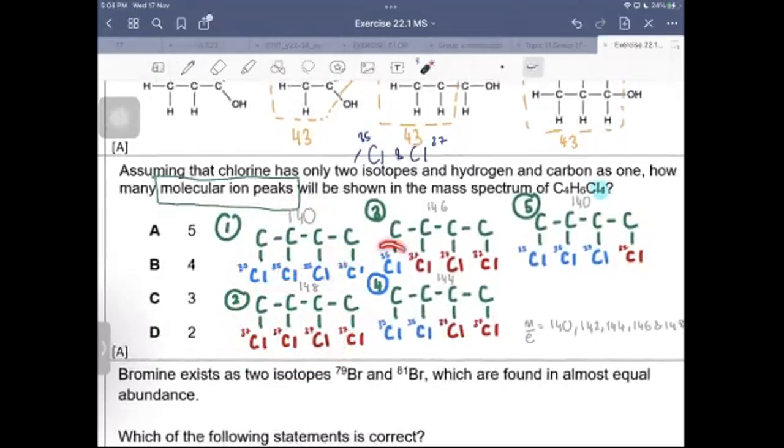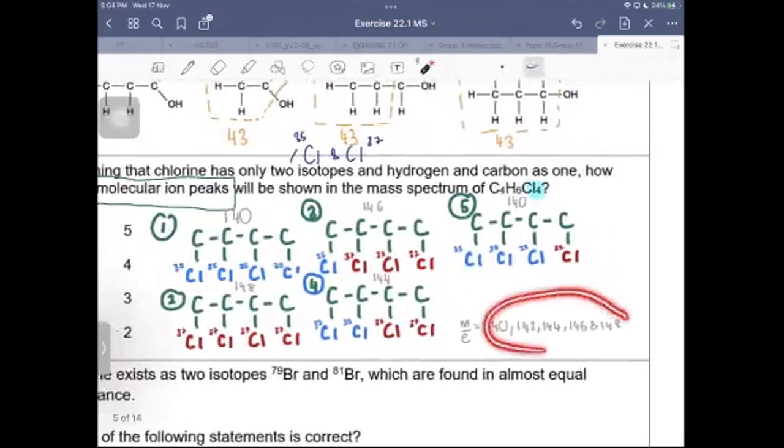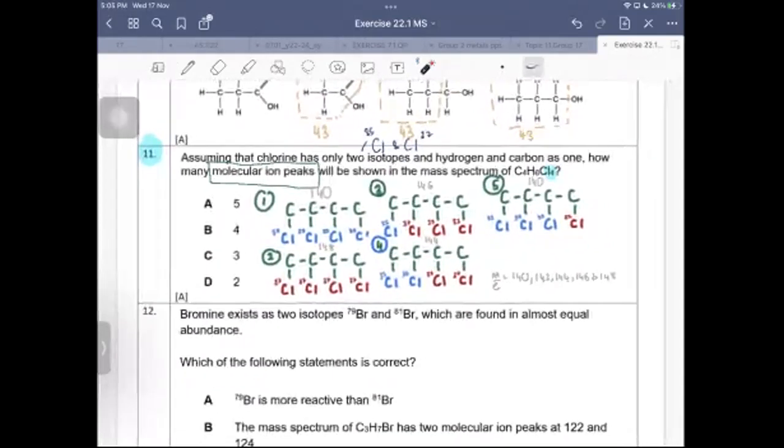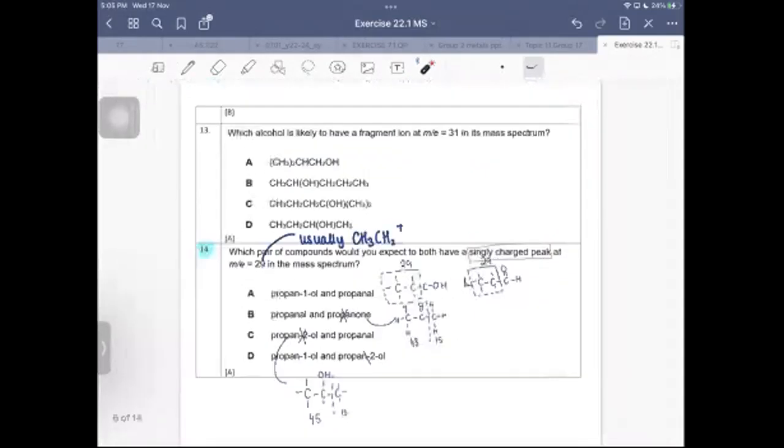The third one is when one of the 4 chlorines is chlorine 35 and the other 3 are chlorine 37. The fourth one, 2 chlorine 35 and 2 chlorine 37. And the last one is 3 chlorine 35 and 1 chlorine 37. So those are the combinations, and the signals you would see if you count the Mr for each of these molecules are 140, 142, 144, 146, and 148. Do you notice that the difference between these numbers is units of 2? So you add 2 units from the first number to the next one. That's why the answer is 5, because of the possible combinations of your chlorine isotopes.